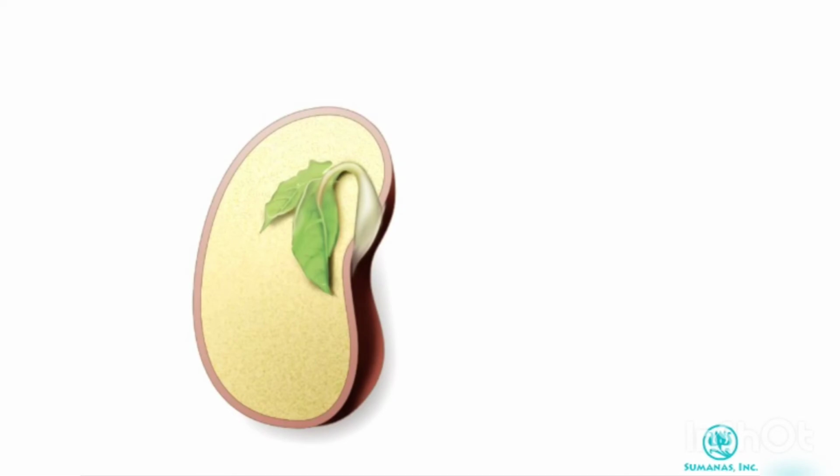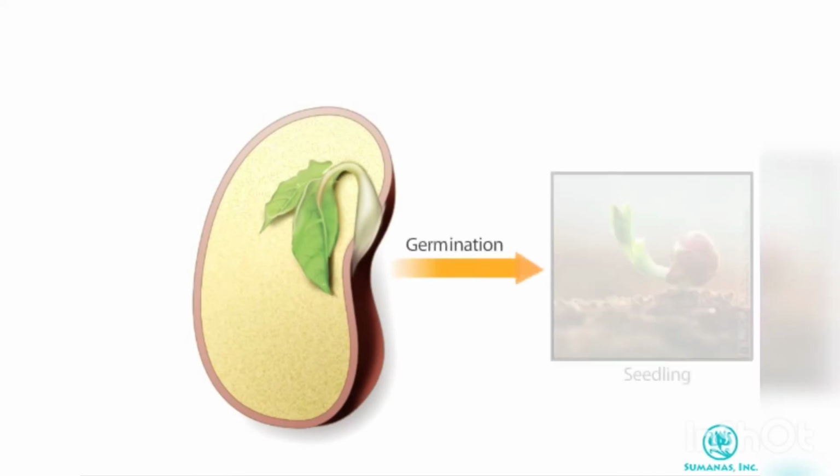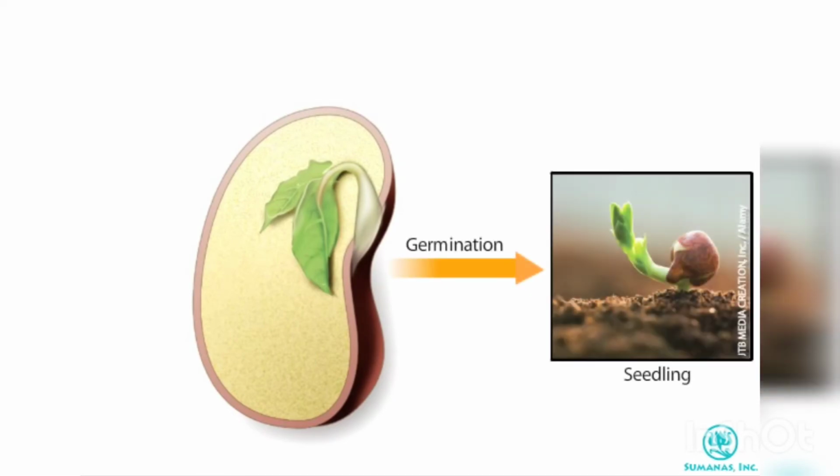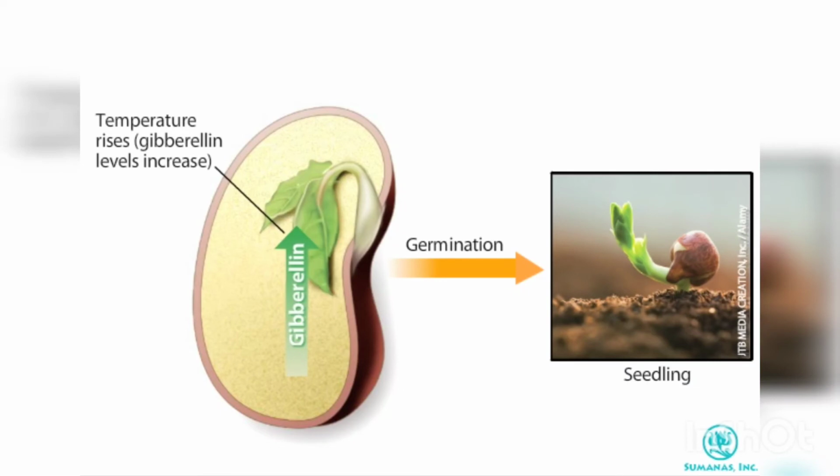Gibberellin hormones are also required for seed germination. When conditions are right for seed to germinate, for example, when rising temperatures begin to melt frost, gibberellin levels increase and give the green light for a seedling to grow.